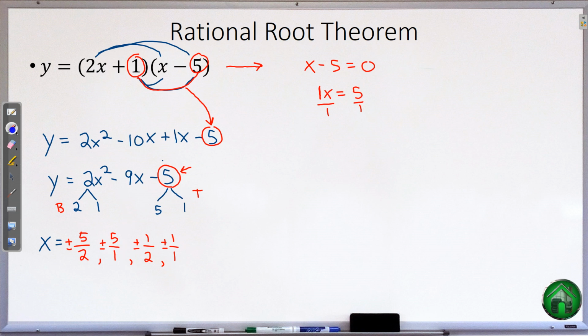Now let's do the other one so you can see that one more time. So let's do this one. 2x plus 1 is equal to 0. Now to solve that, we minus 1 to both sides. 2x is equal to negative 1. Divide by 2 on both sides. X equals negative 1/2.